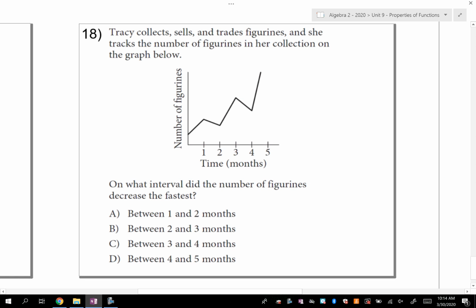Number 18. It says, on what interval did the number of figurines decrease the fastest? So decrease is going to be a negative slope from top left to bottom right. And when it says the fastest, again, that's the steepest decrease. So I see a couple of decreases between 1 and 2, and then between 3 and 4. So I'm really looking to see between these two and these two, which one is steeper. And it looks like the one between 3 and 4 months is a steeper decrease, so that's why it is C. For between 2 and 3 months, it increased, so it did not decrease. And between 4 and 5 months, it increased as well.